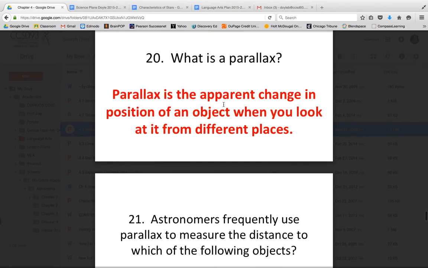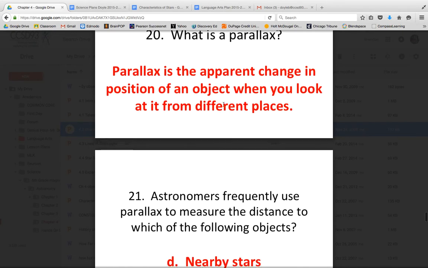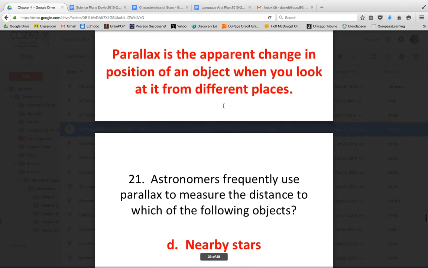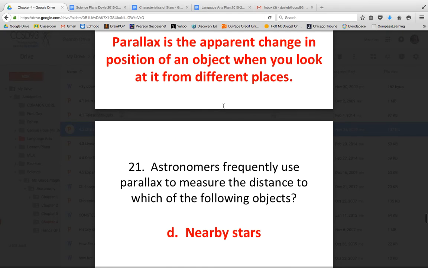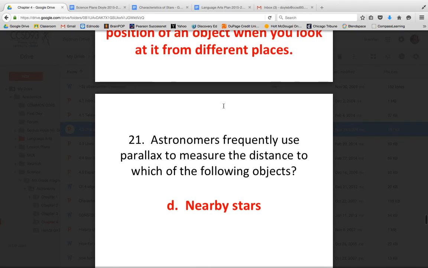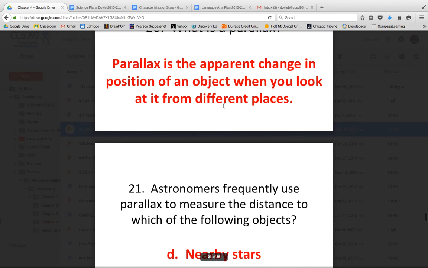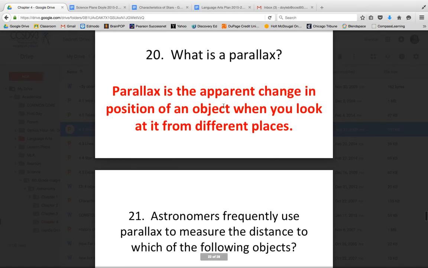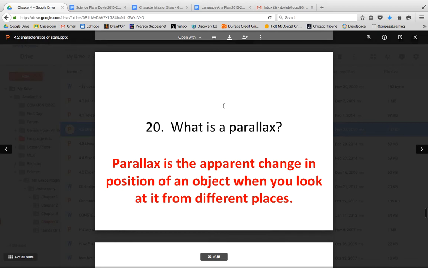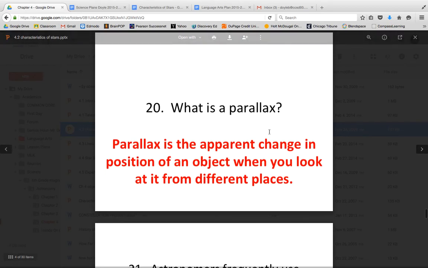Parallax is the apparent change in position of an object when you look at it from different places. So if right now you close your left eye, close your right eye, close your left eye, close your right eye, then the computer screen kind of looks different from each eye. So you're looking at the screen from different places. And the way that it looks, that's one way that they use to determine how far away stars are, by parallax. Also, interesting story, there was a heavy metal band in my high school named Parallax because it sounded cool.